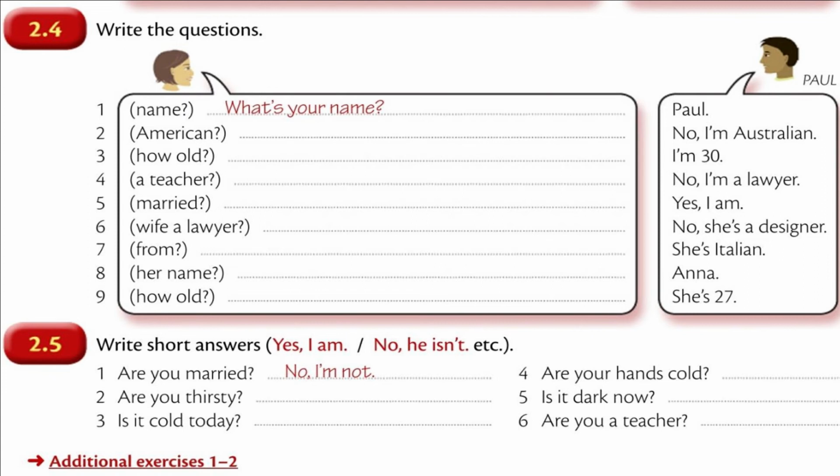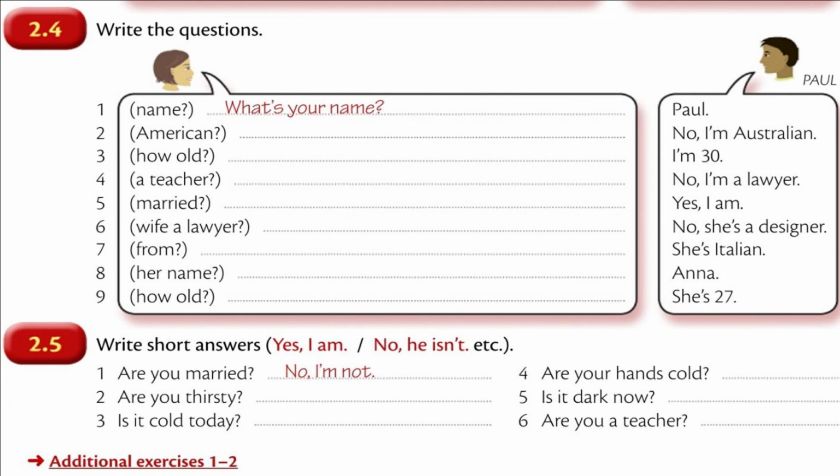2.5. Write short answers. Yes, I am. No, he isn't, etc. Number 1. Are you married? No, I am not. Number 2. Are you thirsty? Yes, I am. Or no, I am not. Number 3. Is it cold today? Yes, it is. Or no, it is not.